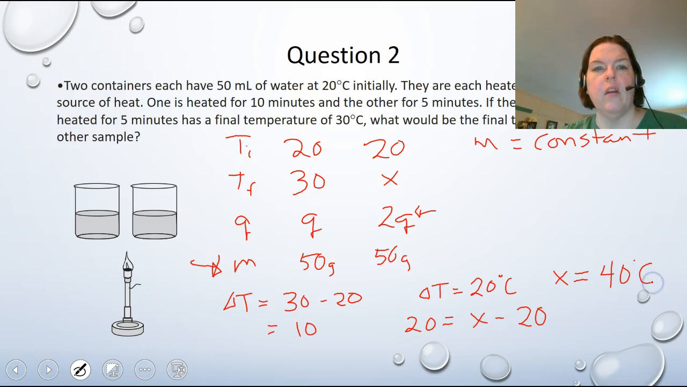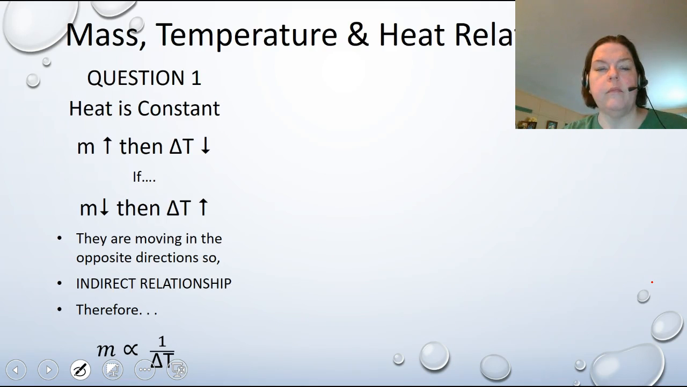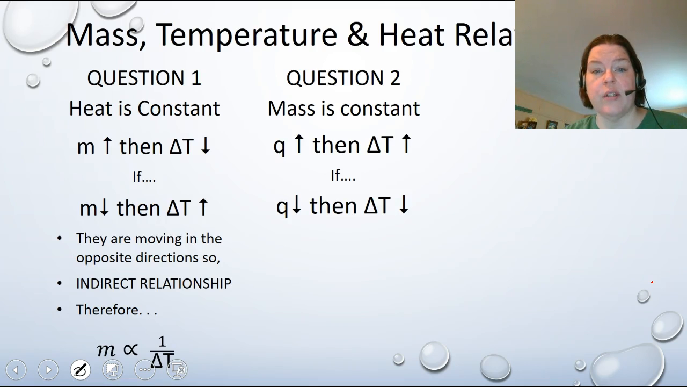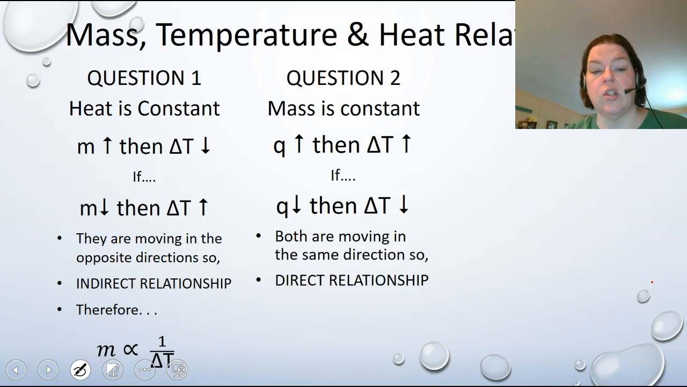So let's go. Here we go. So question 2. In this case, mass is being held constant. As mass is being held constant, as the heat goes up, the temperature also goes up. And as the heat goes down, the temperature goes down. Notice they're moving in the same direction. So that means direct relationship. So therefore, Q is directly proportional to delta T.